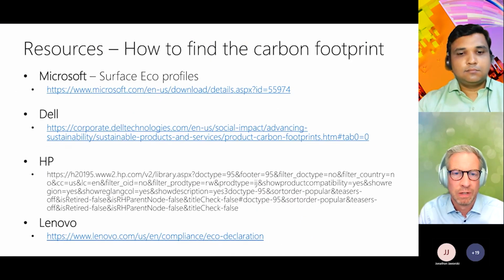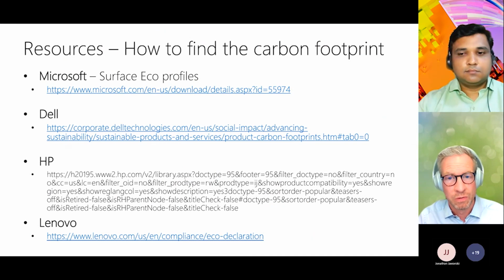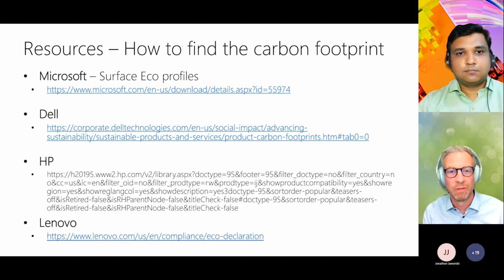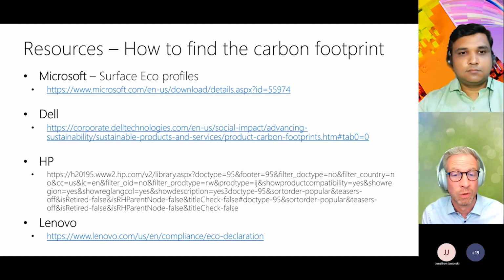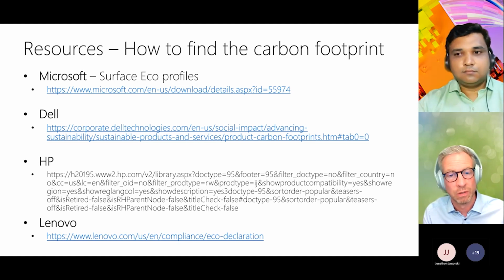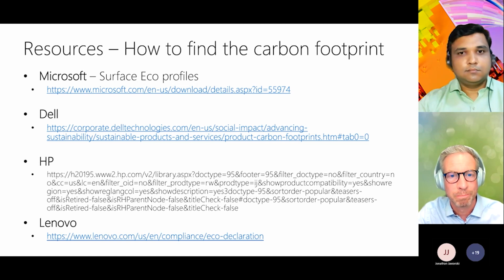So this is a list of where to find these documents, as I just referred to. They can also be very easily found if you search on the internet using your favorite search engine. All you have to search for is basically the manufacturer and adding the keyword either eco or carbon footprint, and it will take you to these links. So you will also find them later in this presentation.